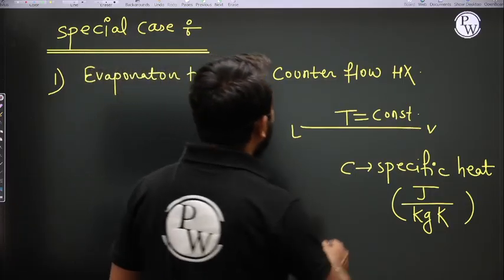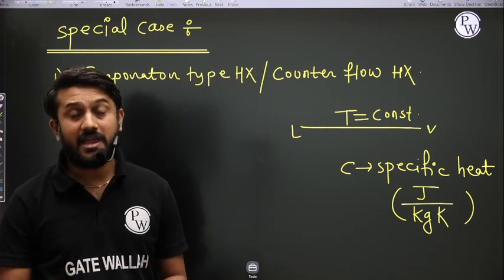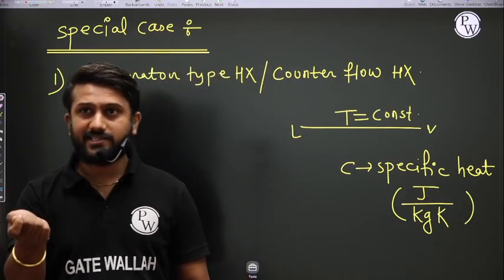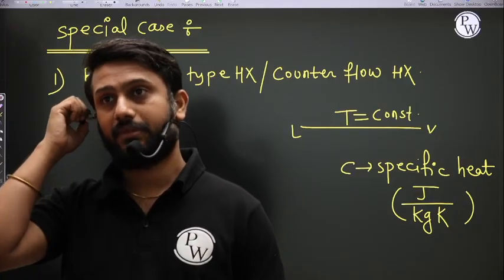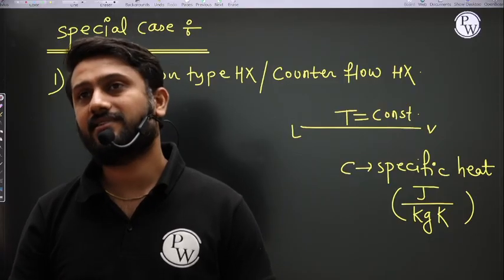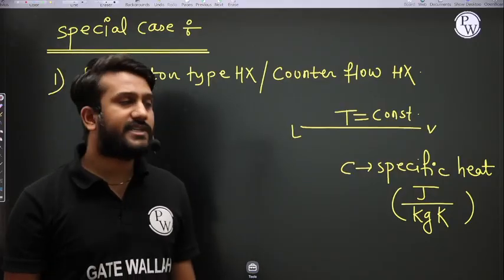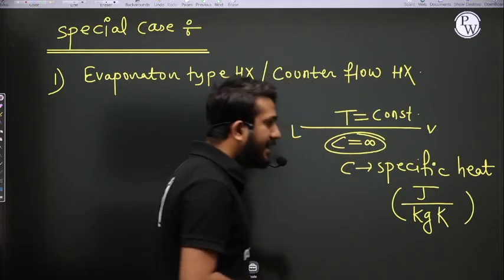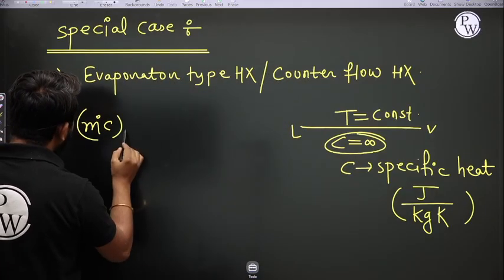And in this case the temperature is constant. When the phase change is there, the temperature is constant, that means there is no temperature change. If you want to change the temperature by 1 Kelvin or 1 degree Celsius, then hypothetically I can say that an infinite amount of heat energy is required. In this case, the specific heat is infinite. If specific heat is infinite, that means heat capacity rate is infinite.